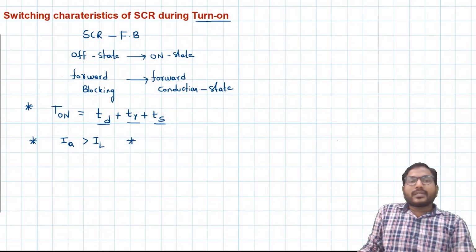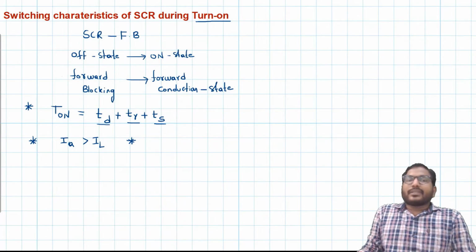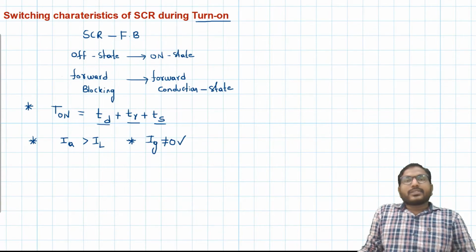And one more point here, to turn on the SCR, we must apply a gate pulse. Otherwise, to turn on the SCR, we have to apply a large anode voltage, that is the forward breakover voltage. At the forward breakover voltage or at high voltages, the SCR will be damaged. That's why to turn on the SCR safely, we must apply a gate pulse, that means Ig not equal to 0. So these are the basic points to understand the switching characteristics.